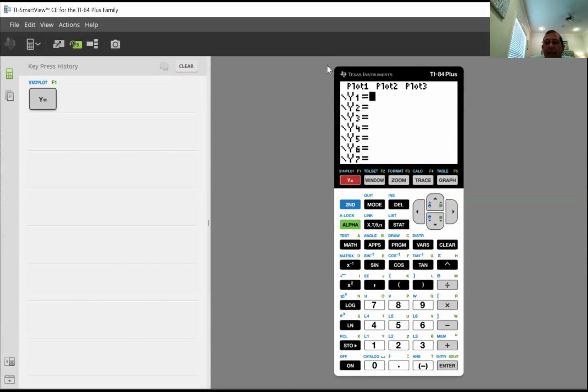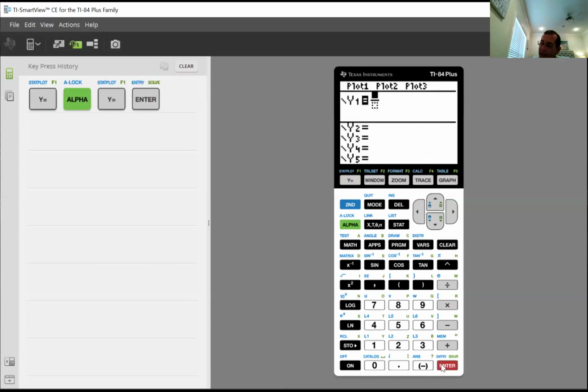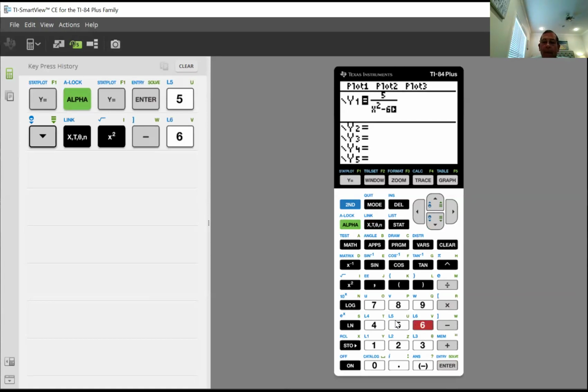All right, now to make this look like a fraction, I'm going to hit my green alpha button, my y equals, and enter, because that is my fraction notation. On top, I had a 5, and then I'm going to arrow down and put in my x squared minus 64. Now, if your calculator does not have the fraction notation like I'm using, you gotta put parentheses around the numerator and denominator, okay? So they'll each be in their own set of parentheses on top and bottom.